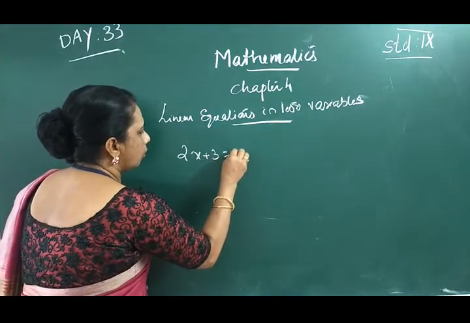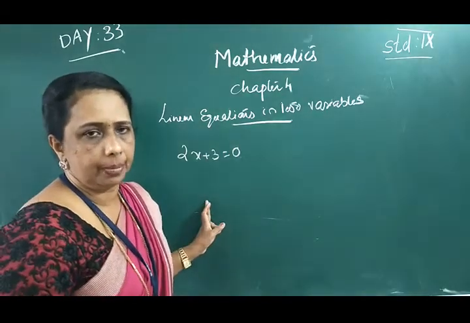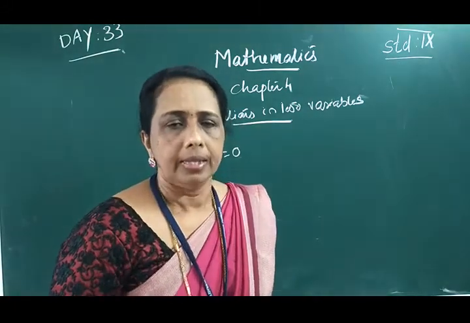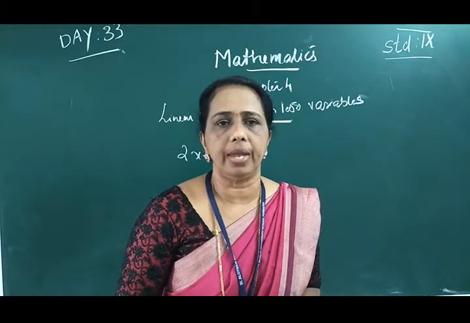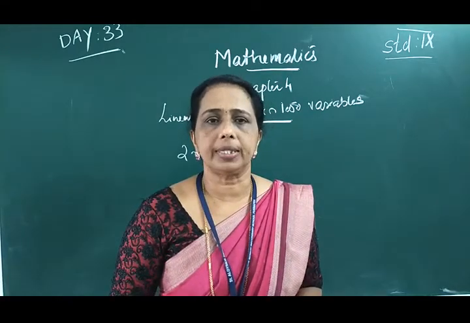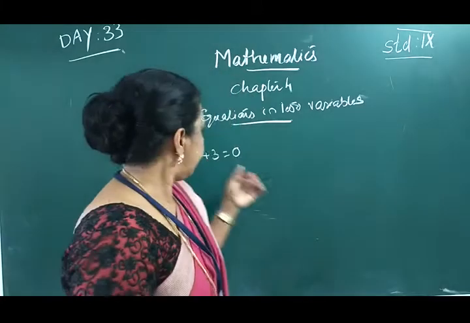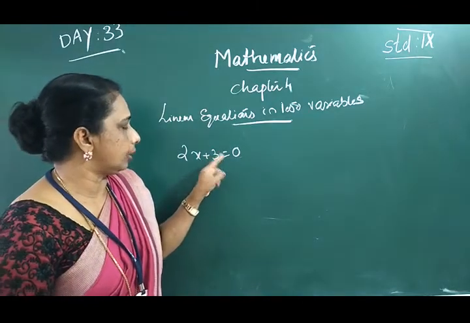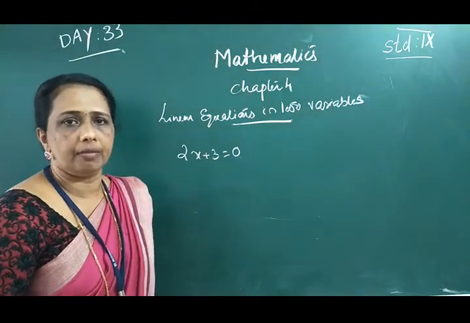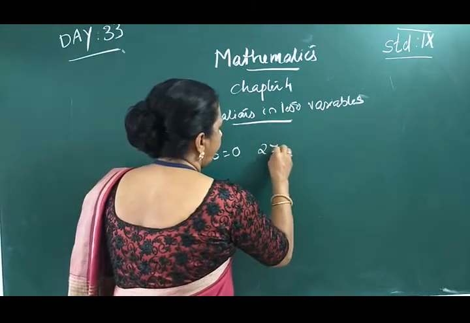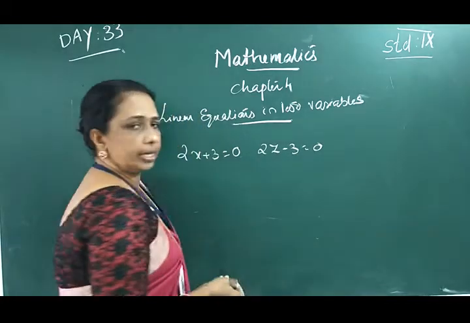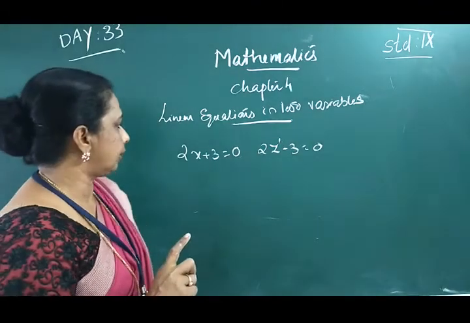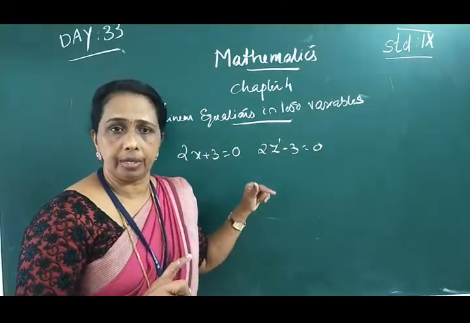2x plus 3 equal to 0 is a linear equation in one variable. That is, in an equation, the highest power of the variable is 1. That type of equation is called a linear equation. This is a linear equation in the variable x. One more example: this is a linear equation in the variable z because the highest power of the variable is 1. Therefore, this is called a linear equation in one variable.